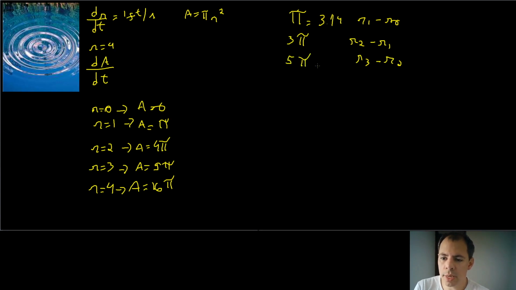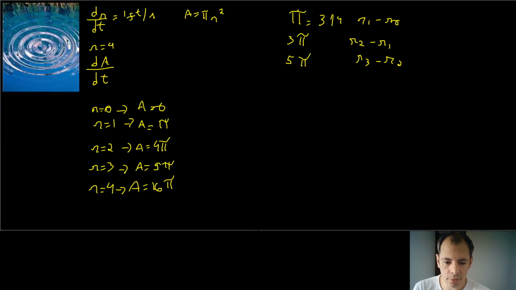Okay, so the rate of change of the radius with respect to time is constant. It's just 1 foot per second. But the rate of change of the area is not constant. First, the change of the area from 1 foot in the radius to the next was just pi, and then it became 3 pi, and then it became 7 pi.